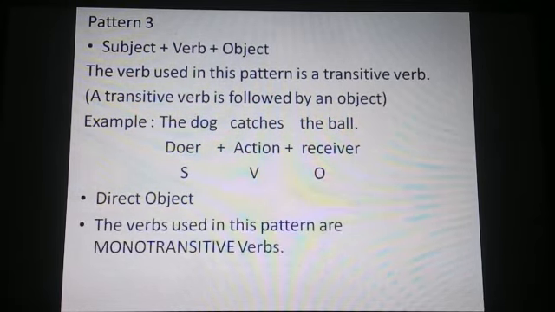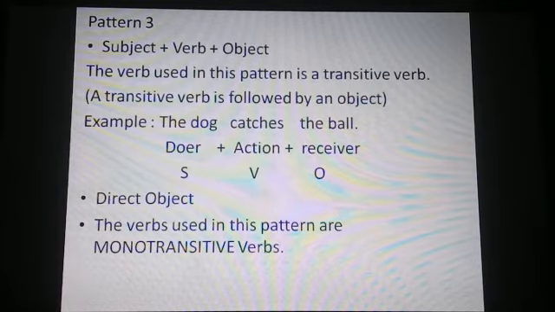The verbs used in this pattern are monotransitive verbs. Now, monotransitive, boys and girls, mono means one. So in this pattern there is only one object. I hope you have understood.